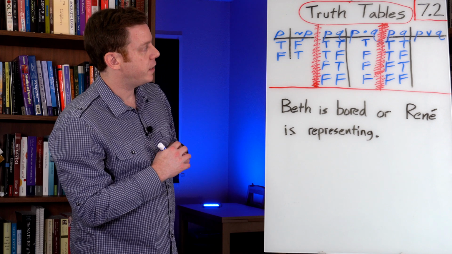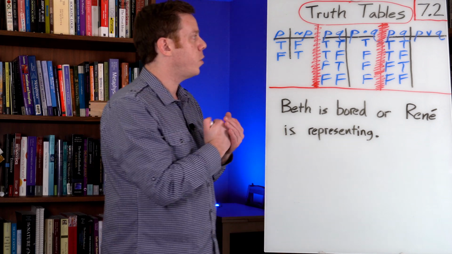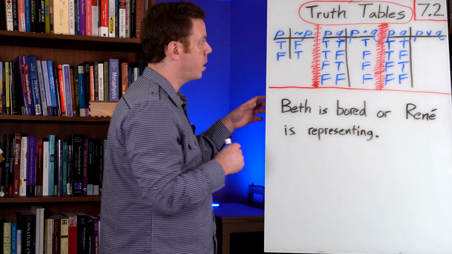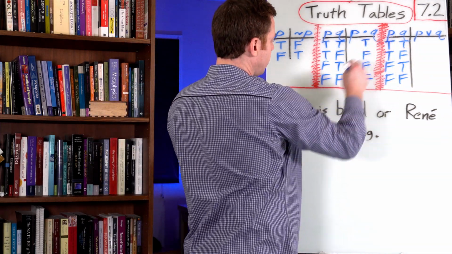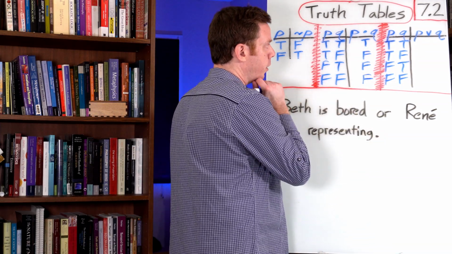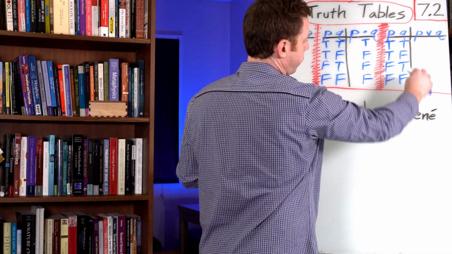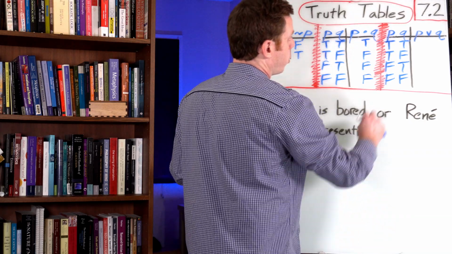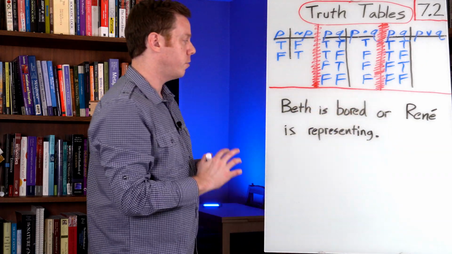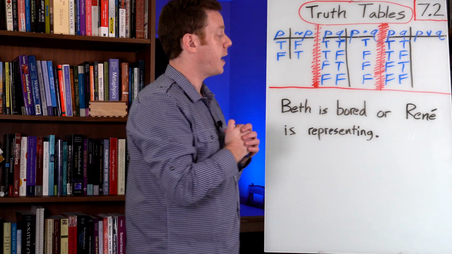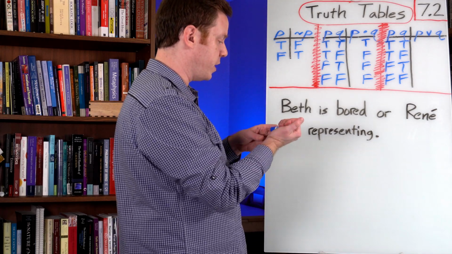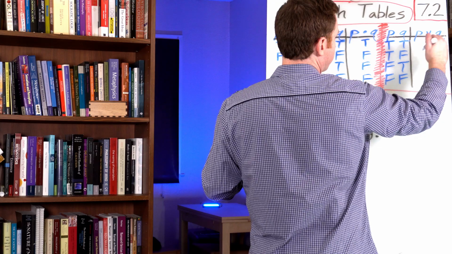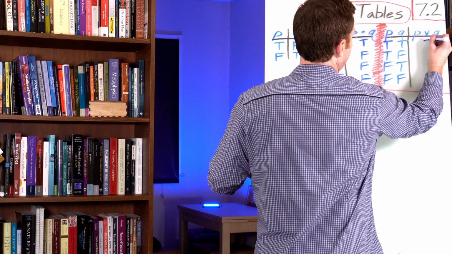So what happens when we evaluate all the different possible combinations of truth? Well, for P we'll represent Beth is bored. And then Q is going to represent Renee is representing. So of course they could both be true, right? It's true, Beth is bored, and it's true, Renee is representing. Well, of course, the disjunction is going to come out true.